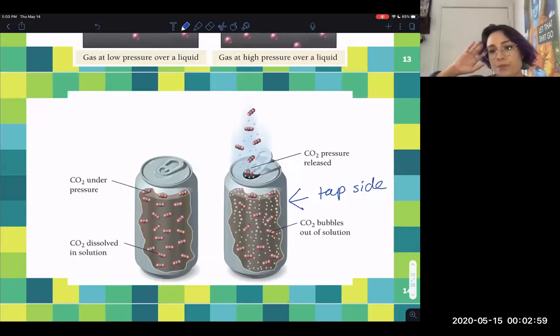Yeah. That's different than this. This is just a physical change, dissolving something as something else. Yeah. Learn something new all the time in chemistry class.